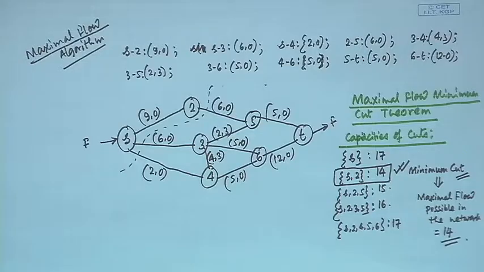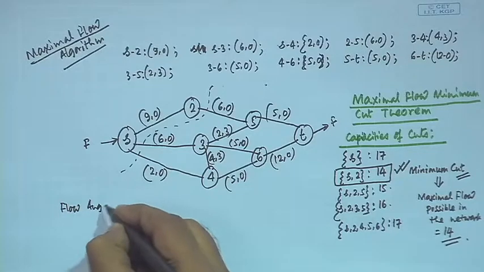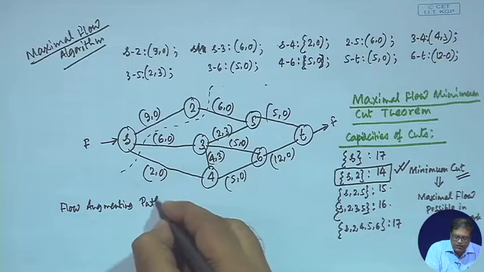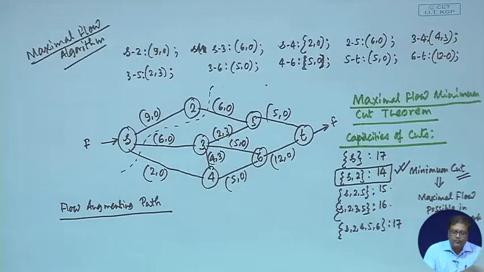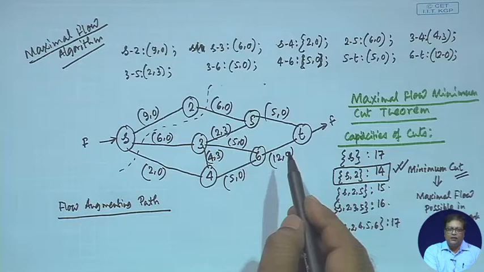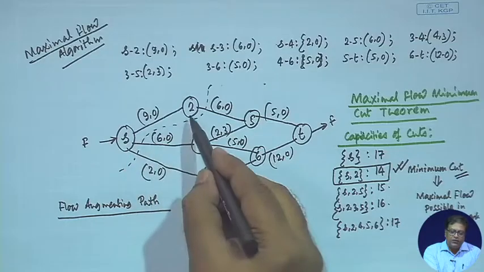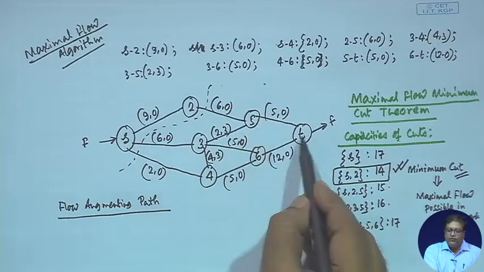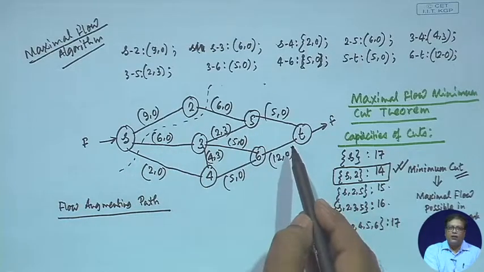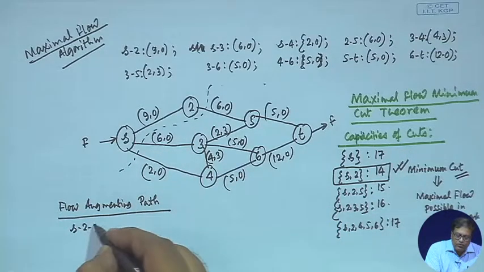In the maximal flow algorithm, the first task before us is to find a flow augmenting path. Now, what is a flow augmenting path? A flow augmenting path is a path from S to T, right, where a flow is possible. Say for example, if I go from S to 2 and then 2 to 5 and then 5 to T, can we get forward flow capacities in all of them? If we get, then that is a flow augmenting path. So, you see S to 2 to 5 to T.